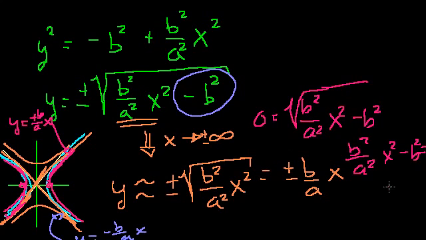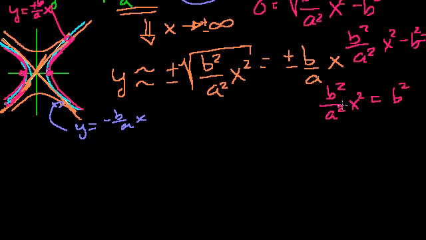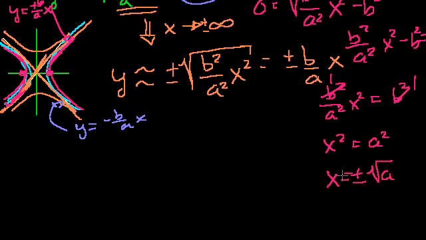I know this is messy. So then you get b squared over a squared x squared is equal to b squared. You could divide both sides by b squared, I guess. You get a 1 and a 1. And then you could multiply both sides by a squared. You get x squared is equal to a squared, right? And then you get x is equal to plus or minus the square root of a squared, which is plus or minus a. So this point right here is the point a comma 0, and this point right here is the point minus a comma 0.